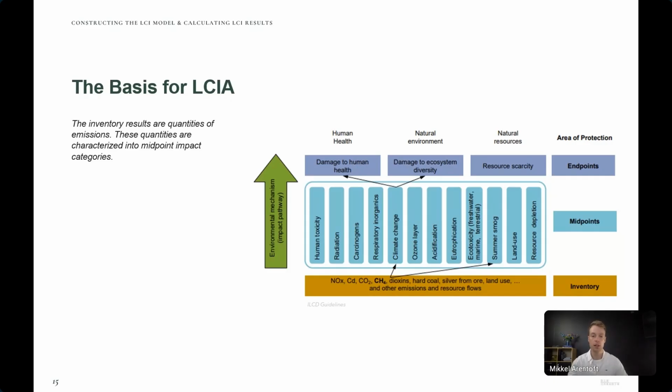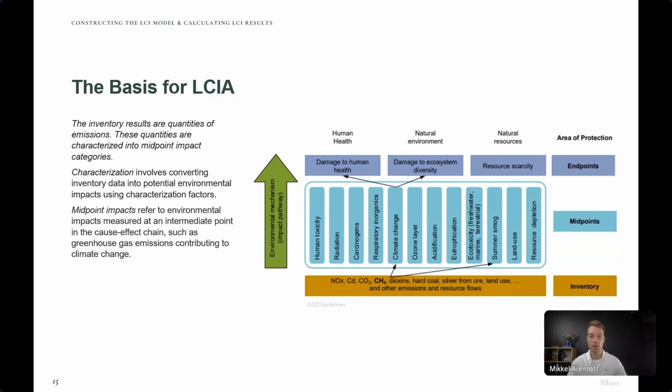The first process happening is the characterization. This is where the inventory data is converted into environmental impacts using these characterization factors. These factors are science-based. For example, if a process emits 1 kilo of CO2 gas, then it might contribute to the climate change impact category and also the summer smog impact category in this example.